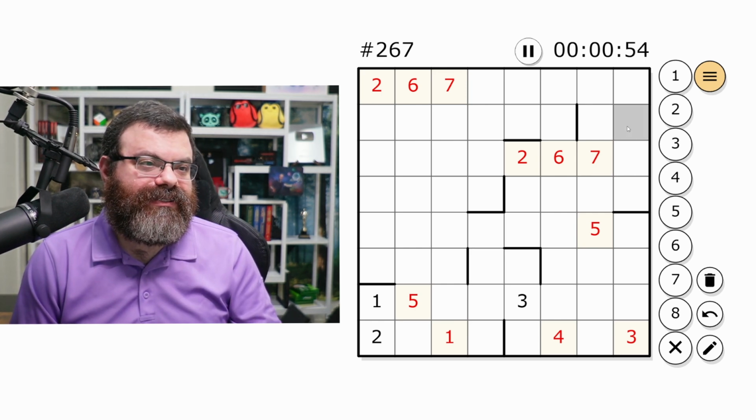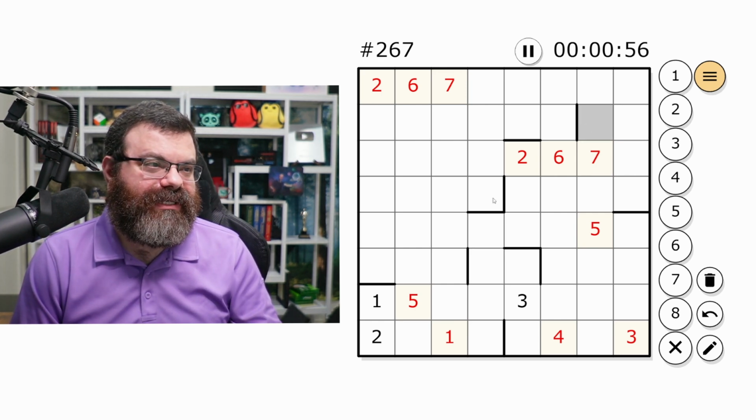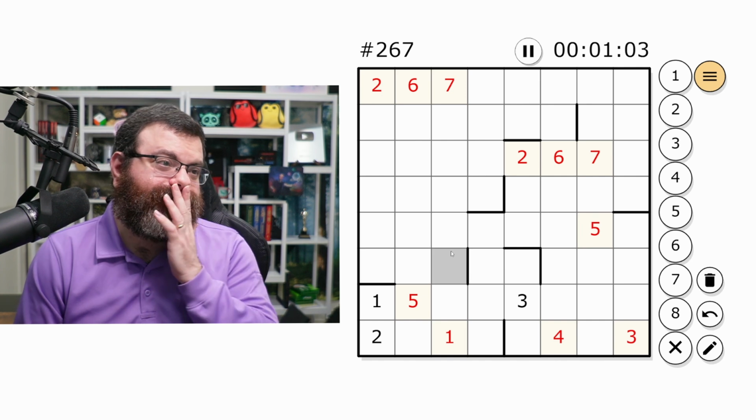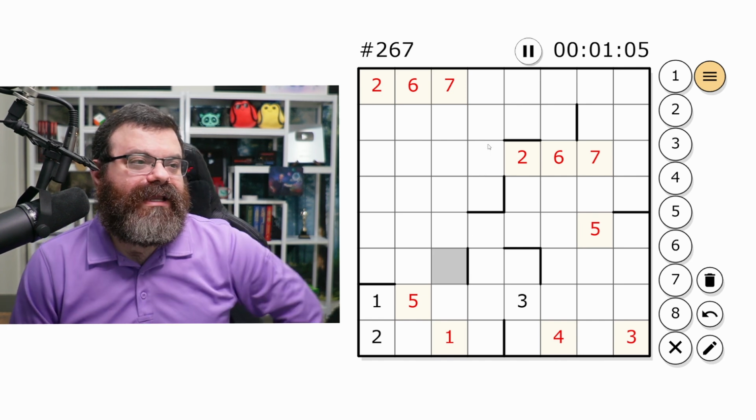What else am I missing here? This is 1 and 2. There aren't that many short segments here. 1, 2, 3 across here. We just have this 1 and this 2. Do we want to think about where 8s go?